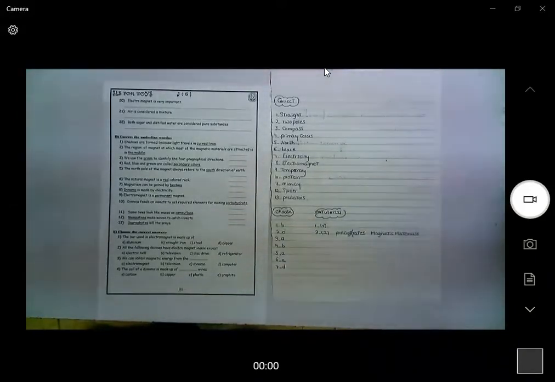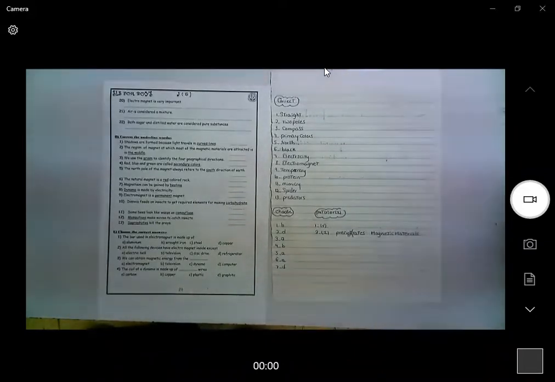5. The north pole of the magnet always refers to the south direction. Of course not, because the north pole directs to the north direction and the south pole directs to the south direction. 6. The natural magnet is red color. No, the natural magnet is black.